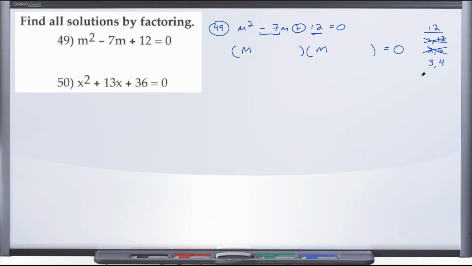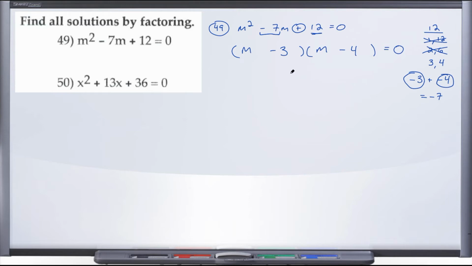If each of these were to have a minus in front of them, -3 plus, because of this plus, now -4, well, that does in fact give us -7, doesn't it? And that's what we're looking for. So -3, and we have our -4. And so now we're working with the quantity m-3 and the quantity m-4 equals 0.